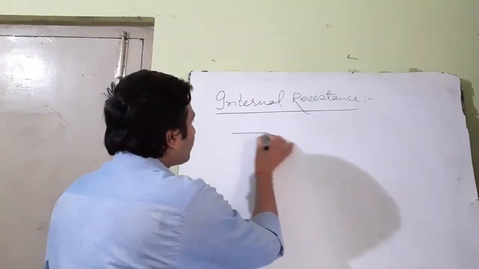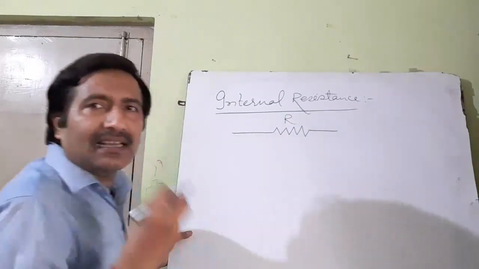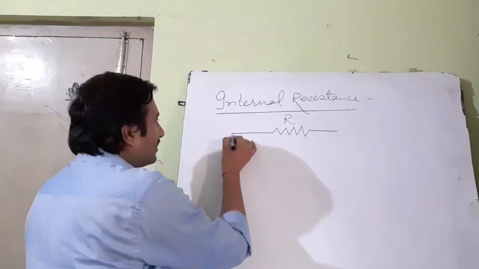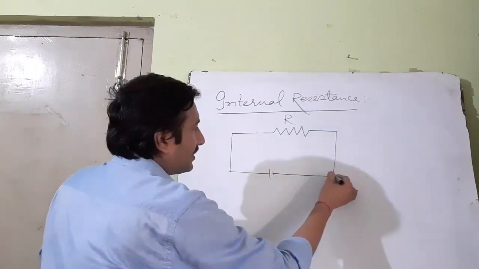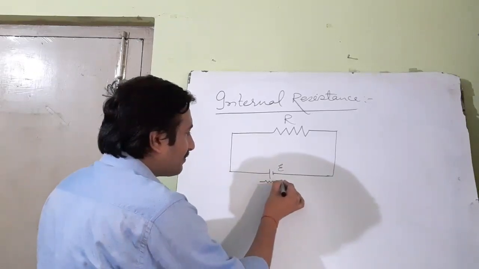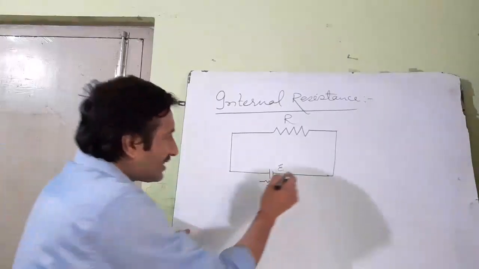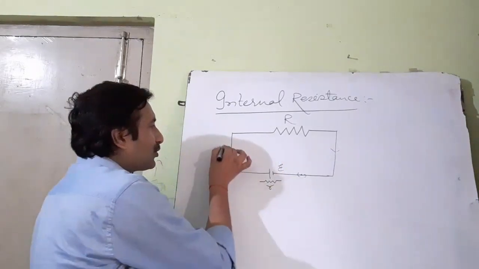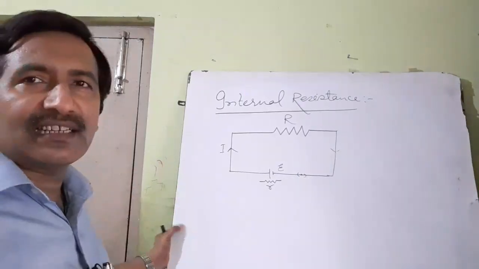Suppose here is an external resistance R. External resistance means a resistance offered by an electrical component in the circuit, and here is an electric cell. The EMF of this electric cell is E, and the internal resistance is represented like this. It is denoted by a small r. The circuit is already switched on, so a current is flowing through the circuit. Suppose the current is I. Got it? So this is the internal resistance.